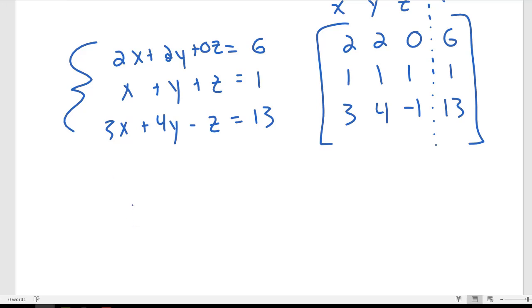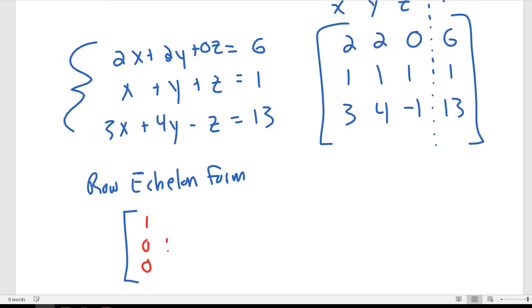Now, normally, there would be two things that I would want to achieve. If I was doing this work by hand, usually what we talk about is putting the matrix in row echelon form. So row echelon form typically looks like this. Typically what we want is the number 1 and zeros, then the number 1 and a 0 and 1. So we want what we can sometimes call ones in the diagonal.